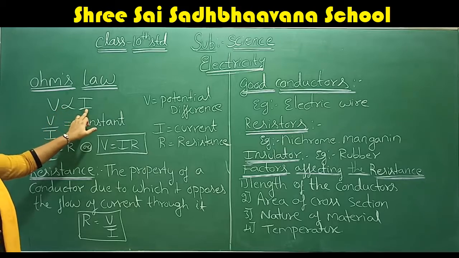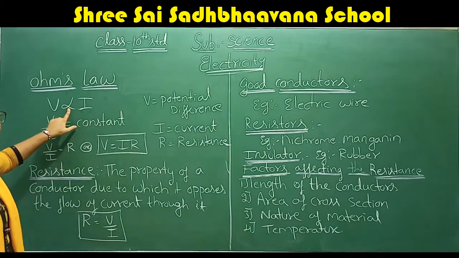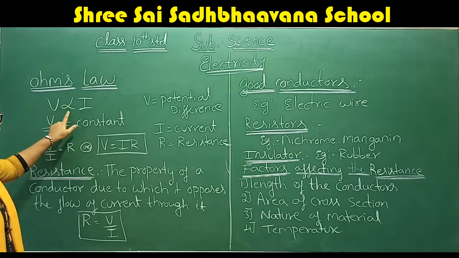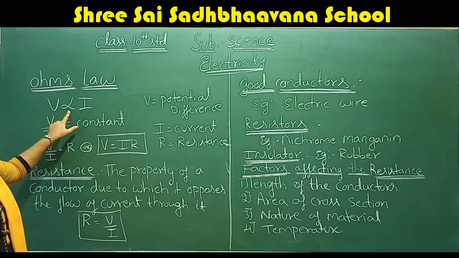V is directly proportional to I. If you are going to remove the directly proportional symbol, what is this symbol called? This symbol is called the proportionality symbol. What does this symbol indicate? This symbol indicates proportionality.